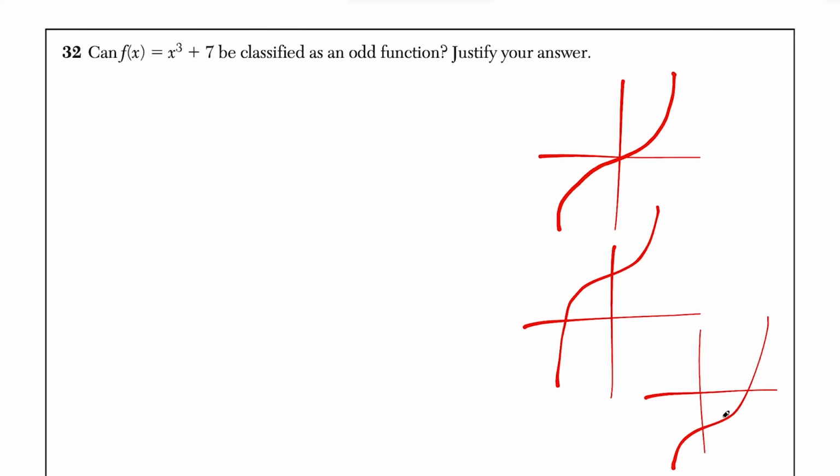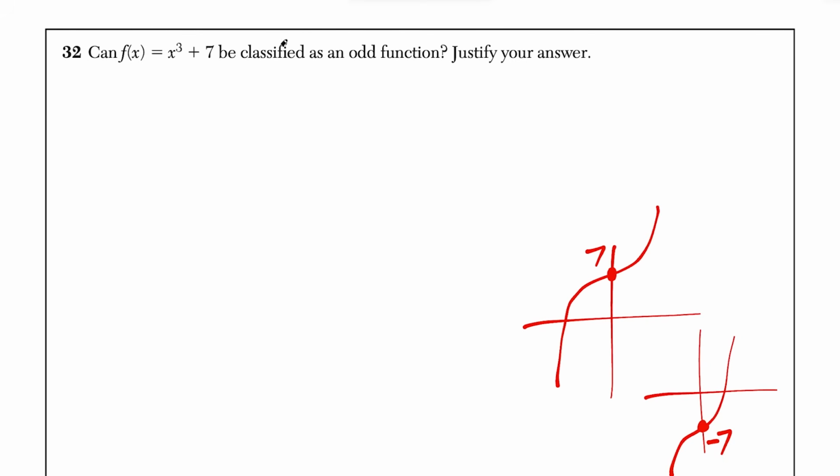Okay, so let me just draw that a little bit neater. So it's going to look something like this. The y-intercept is going to go from 7 down to -7. So the graphs are not going to be the same. So if you wanted to write an explanation, you could say that when I rotate the graph 180 degrees about the origin, the new graph is not the same as the original graph. So that explanation would be fine.